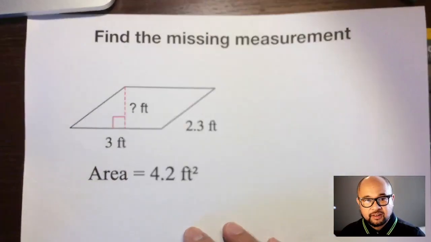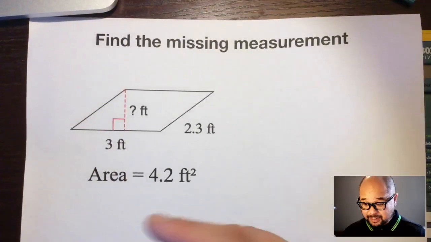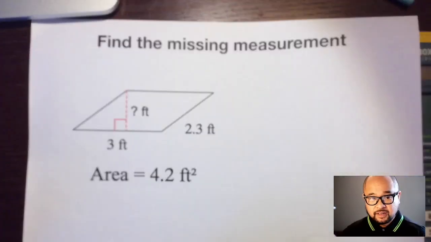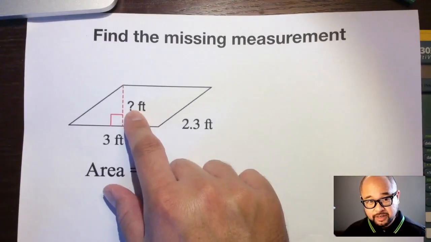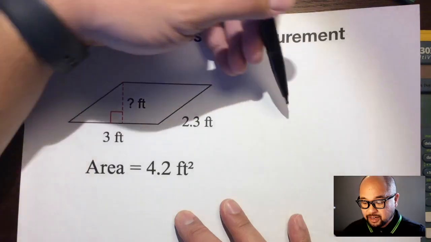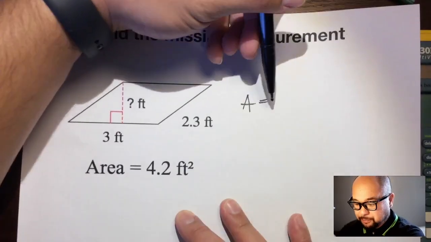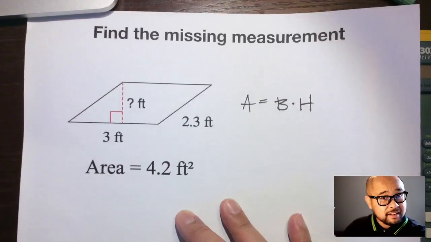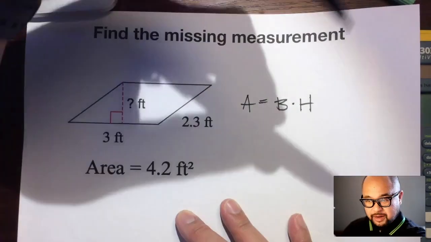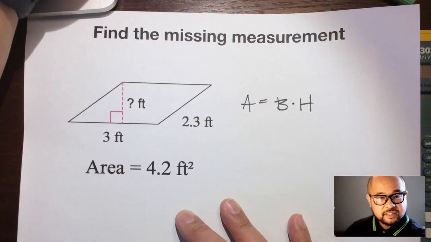Next example. Find the missing measurement. This time, we have a parallelogram. They give us the area. They want us to figure out what question mark is. That's fine. So we know that the area of a parallelogram is base times height because, again, it's a rectangle. It's the Bruce Banner way.